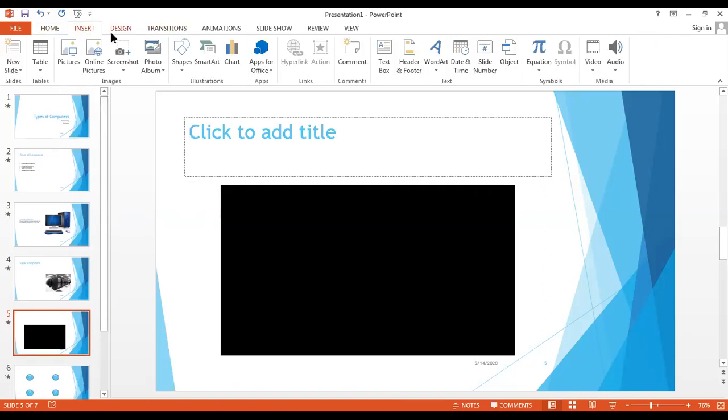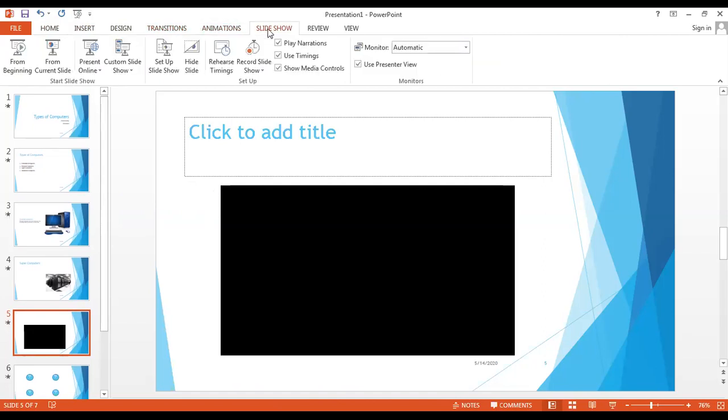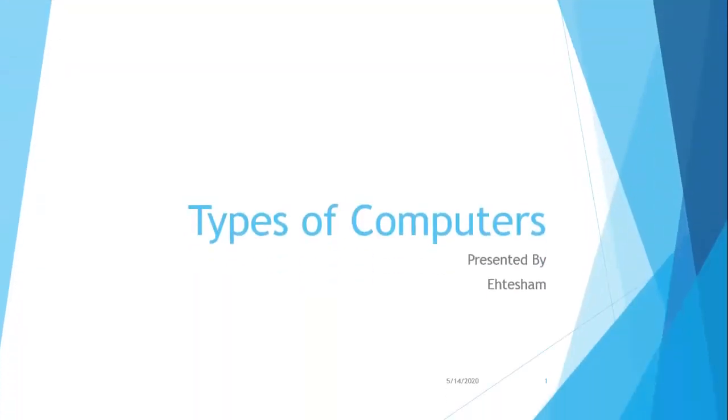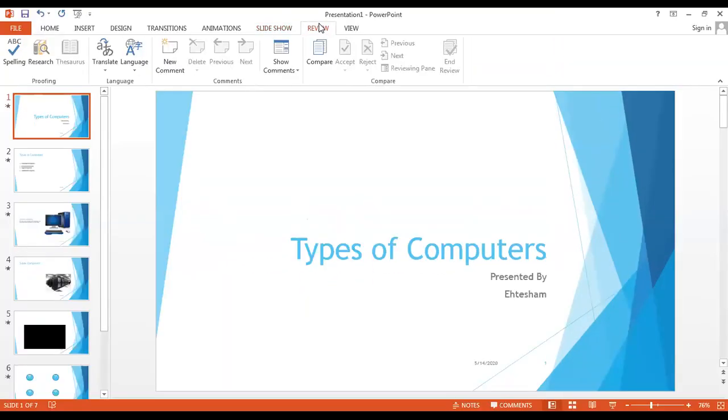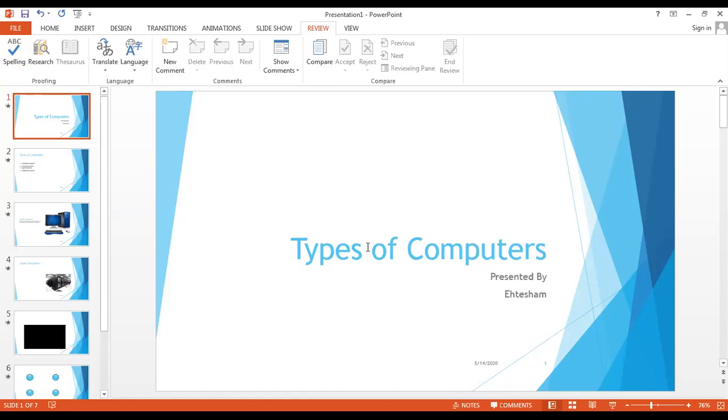Apart from this, we are done with the designing, we are done with the transition, we are done with the animation. So you all know about the slideshow as well, how you can open the PPT from the beginning or from the current slide. The last option that I want to discuss with you people is the review tab, in which we have the option of spell check. It is necessary that after completing your presentation, you go to the review tab and run the spelling check, which will guide you whether there are spelling mistakes or not. So it is recommended to run the spell check.